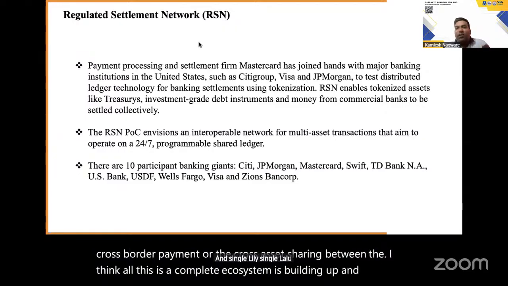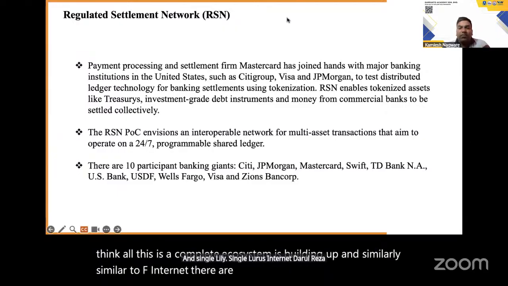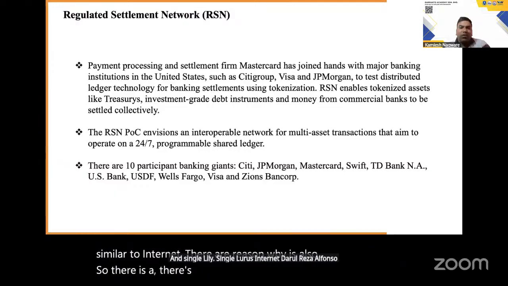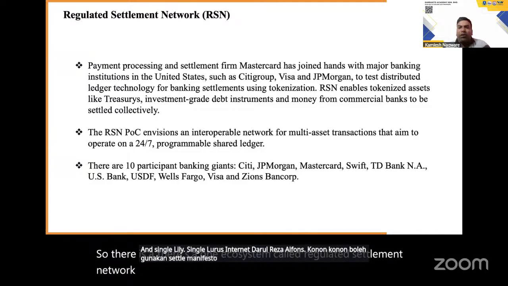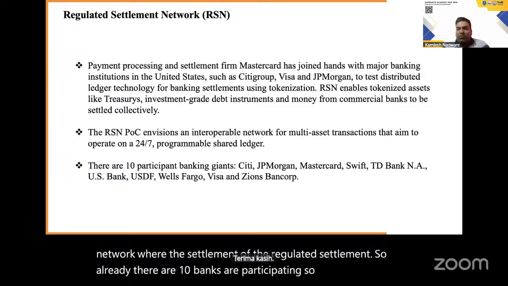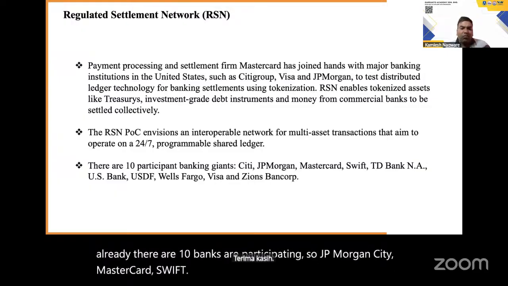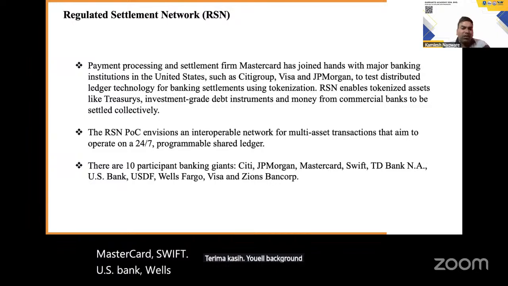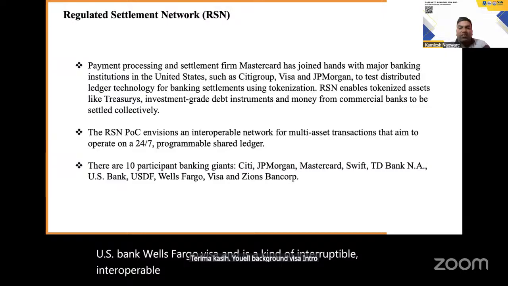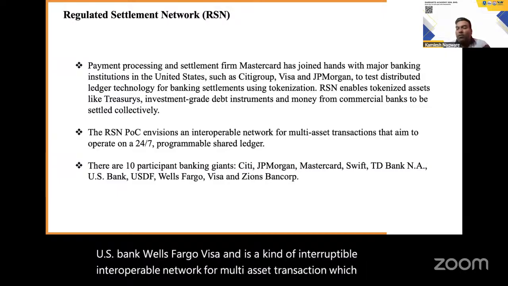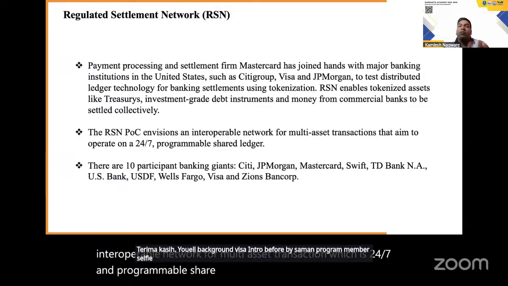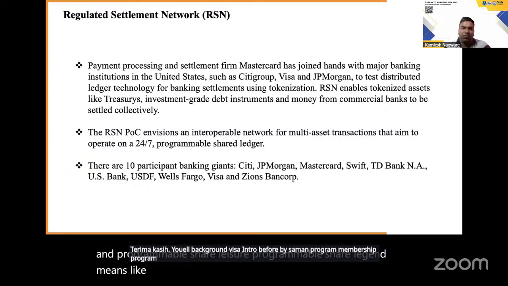Similar to Finternet, there are regional efforts too. There is one ecosystem called the Regulated Settlement Network, for settlement of regulated assets. Already 10 banks are participating, including JP Morgan, Citi, Mastercard, Swift, US Bank, Wells Fargo and Visa. It is an interoperable network for multi-asset transactions, which is 24 by 7 and a programmable shared ledger. Programmable shared ledger means programmability is in place in the network.